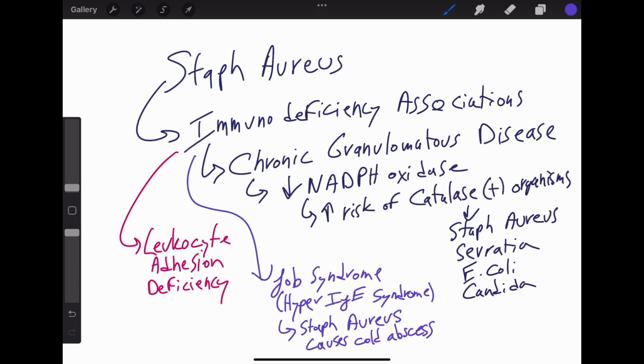So, immunodeficiencies normally associated with Staph aureus. If you have a patient with chronic granulomatous disease, CGD, this is a deficiency in NADPH oxidase. This deficiency leaves the patient susceptible to catalase-positive organisms like Staph aureus, Serratia, E. coli, and Candida. In patients with leukocyte adhesion deficiency, LAD, this can also include Staph aureus infections. And finally, a relatively rare one, but I'll include it for the sake of completeness, is Job syndrome. This is a hyper IgE syndrome. Staph aureus is known to cause cold abscesses in these patients.